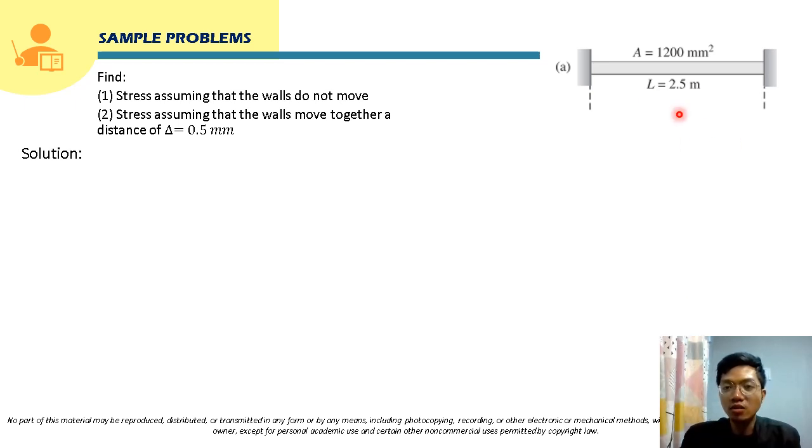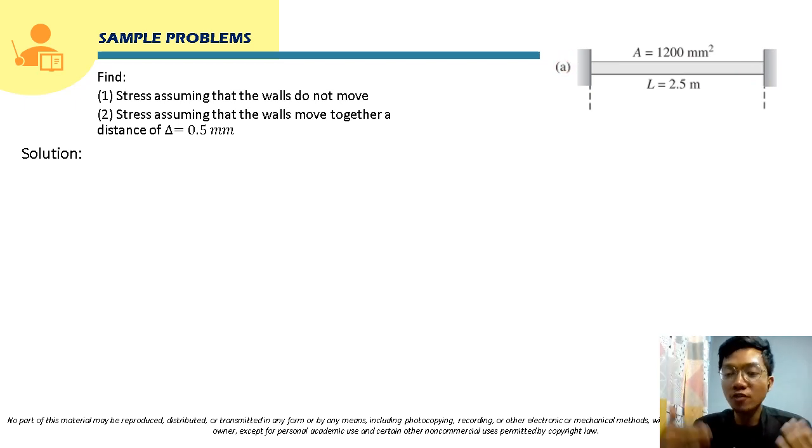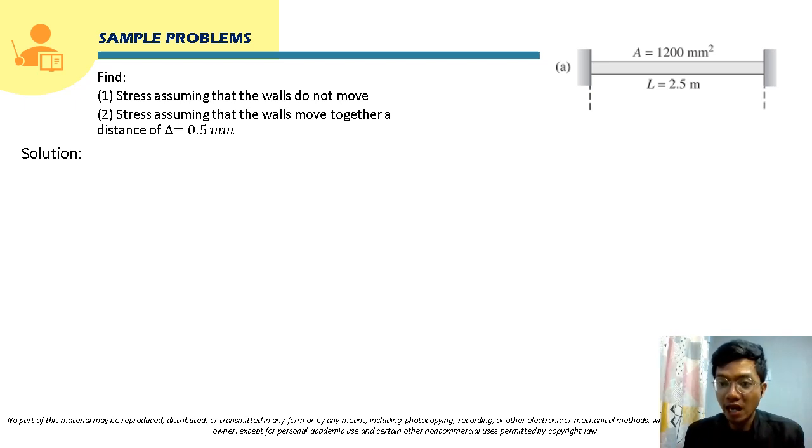Class, for the first assumption, take note that initially, at 20 degrees Celsius, this member is stress-free. There is no stress here initially at that temperature. But because the temperature decreases to -20 degrees Celsius, because of that change in temperature, this member will be stressed, since both ends of this member are fixed. It will have no freedom to expand or to contract because it is restrained at both ends. So it will be stressed due to the change in temperature.